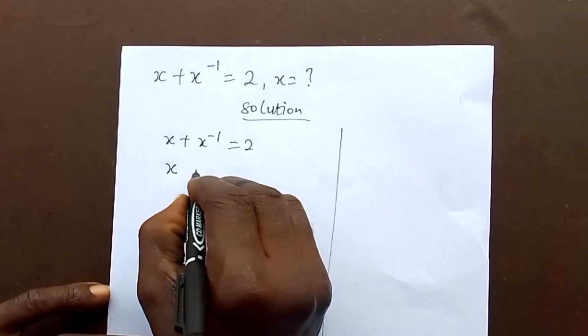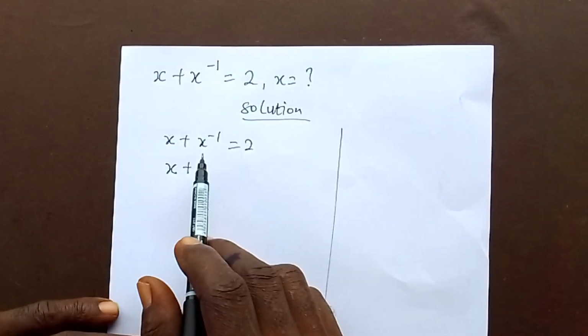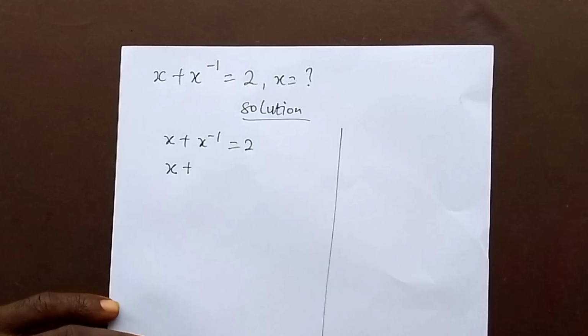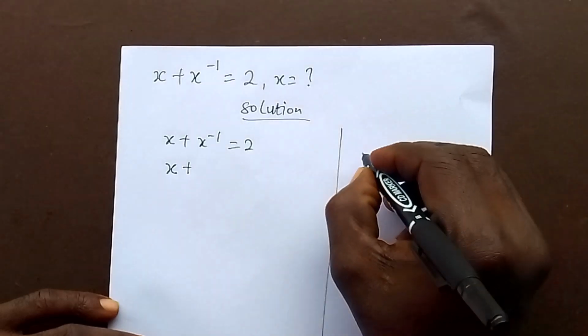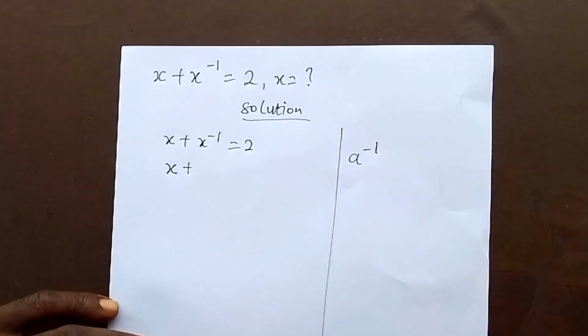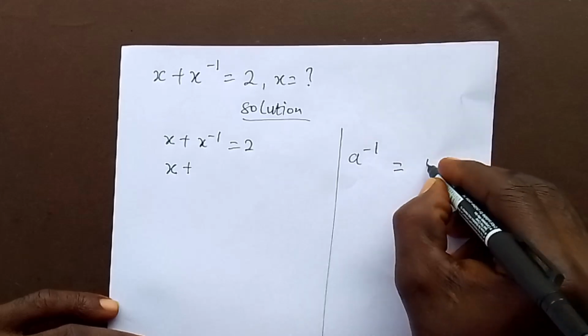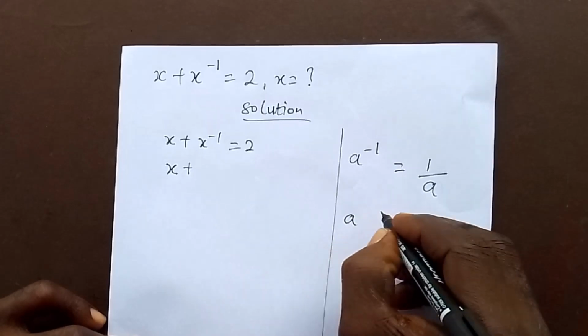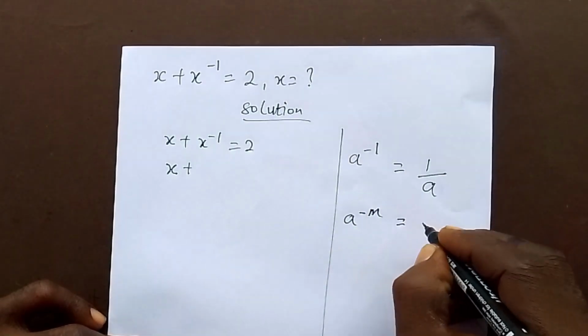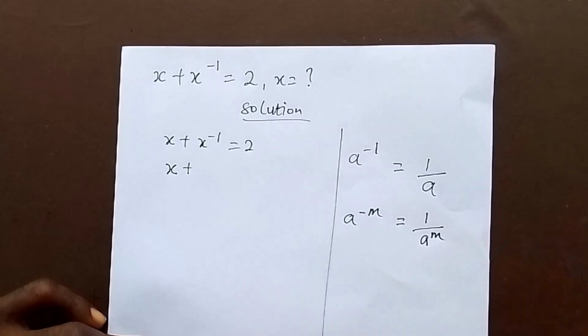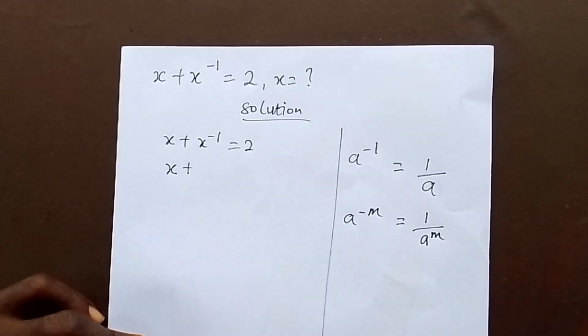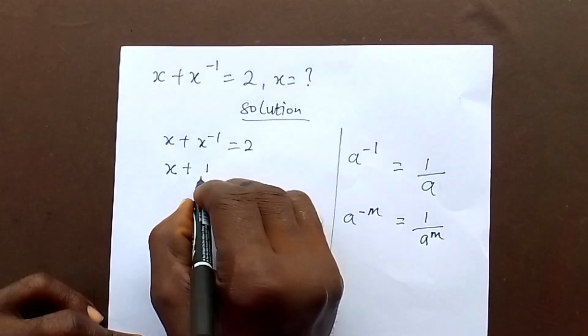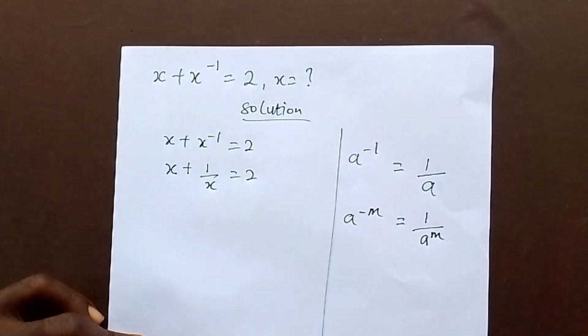this is written as x plus, from our knowledge in indices, whenever there's a number being raised to a negative index, for instance, a raised to the power minus 1, this can be written as 1 over a. If I have a raised to the power minus m, this is the same as 1 over a raised to the power m. So x raised to the power minus 1 is now going to become 1 over x, equal to 2. This is now a fraction.